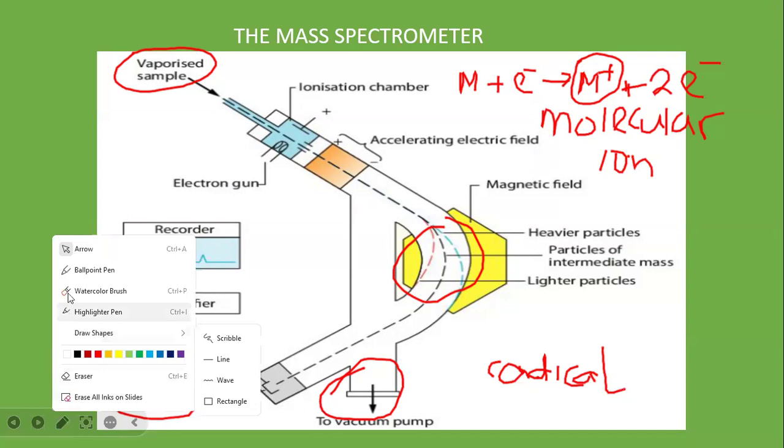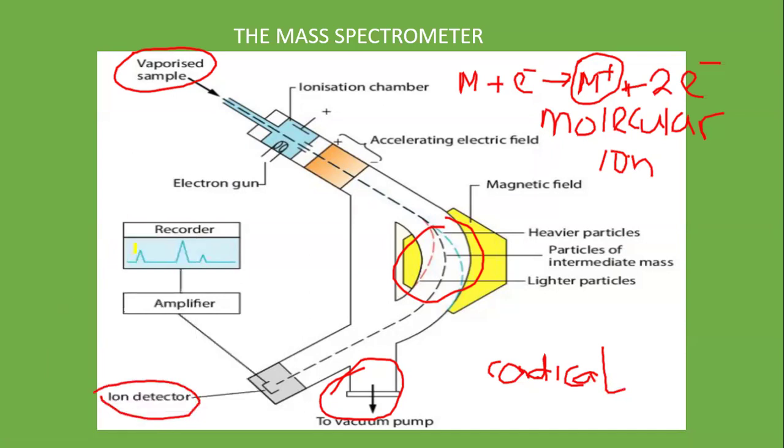The number of peaks that you have in a mass spectrum is equal to the number of isotopes of that element. So this one is having 3 peaks, meaning there are 3 isotopes of the element. When it has 4 peaks, it means there are 4 isotopes. When it has 2 peaks, it means 2 isotopes. So the peaks are proportional to the number of isotopes.